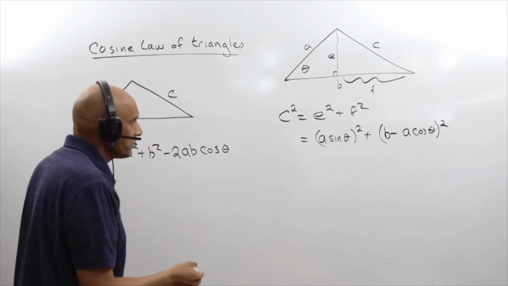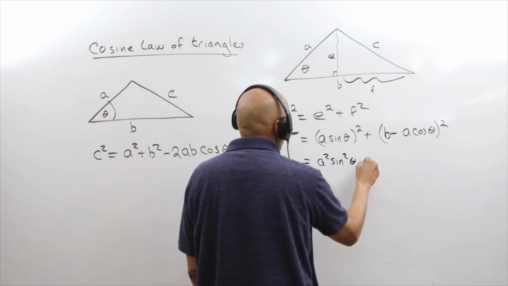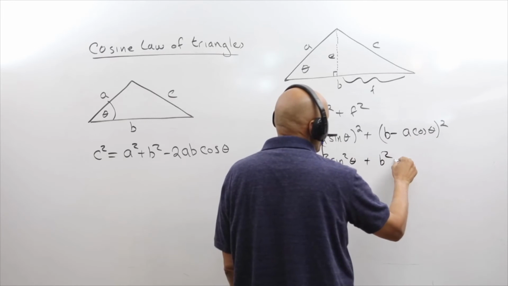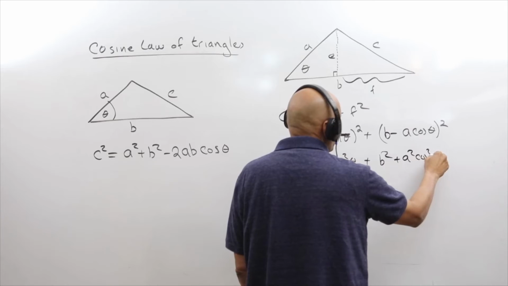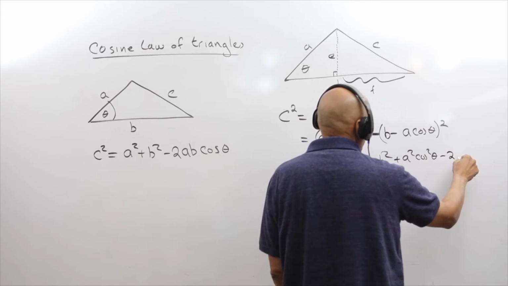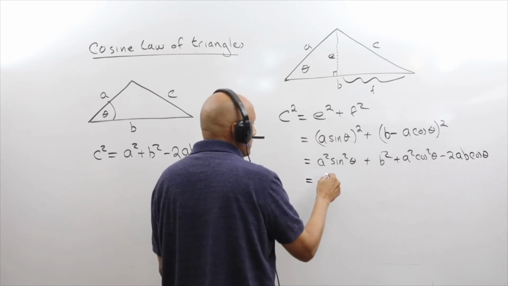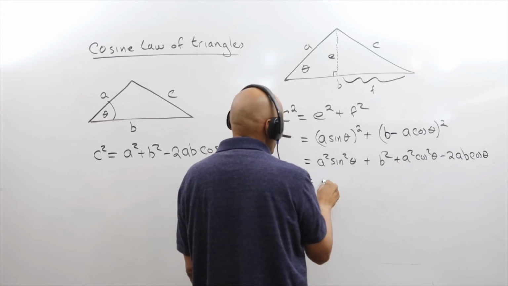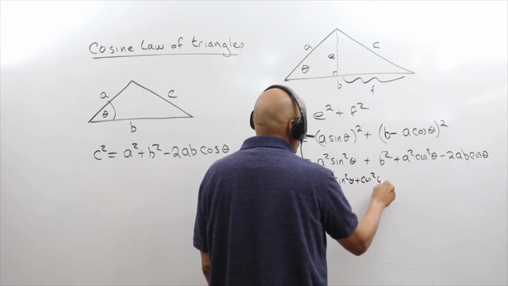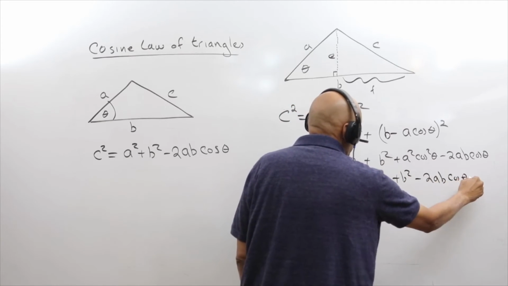So all we have to do is continue the expansion. So this is A squared sine squared theta plus, I'm going to square the first term, so this is B squared, and then we square this term, so this is A squared cosine squared theta, and then twice the product of the two elements, so this is minus 2AB cosine of theta. I'm going to take these terms and factor out A squared, so this is A squared times (sine squared theta plus cosine squared theta) plus B squared minus 2AB cosine of theta.